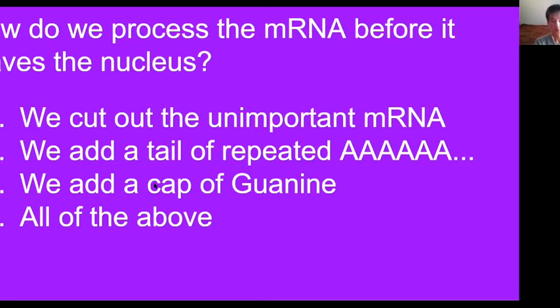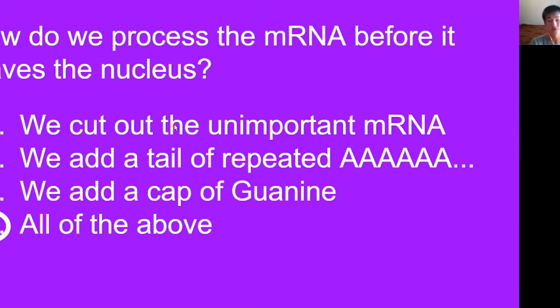Give people a couple more seconds here. Okay, I think we can close the poll now. Ooh. Yeah, these questions are a little tougher now. So the correct answer is, drumroll please, D, all of the above. So we cut out the unimportant RNA, we add a tail of repeated A, and we add a cap of guanine. So I'm going to explain that too.